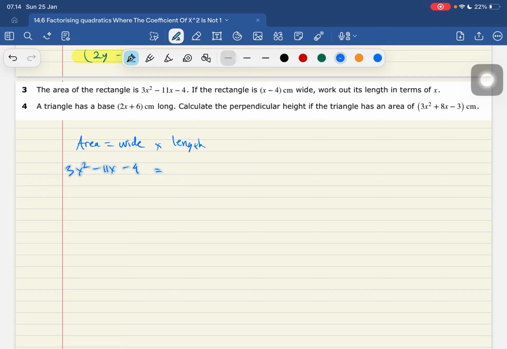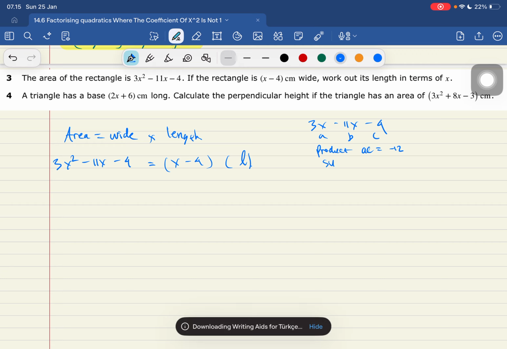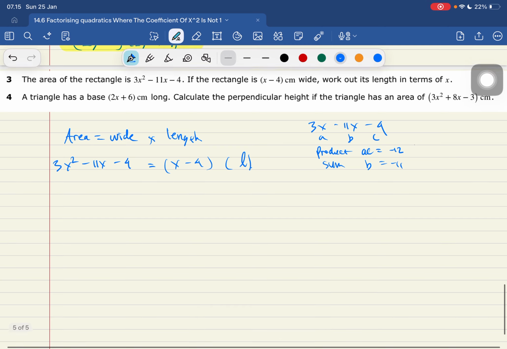Then the width is x minus 4, while the length we don't know. To find it is pretty easy. You can just divide it, or if you want, you can factorize it. So 3x squared minus 11x minus 4 gives a, b, and c. We need to find two numbers with product ac, which is minus 12, and sum b, which is minus 11. So we've got these two numbers.